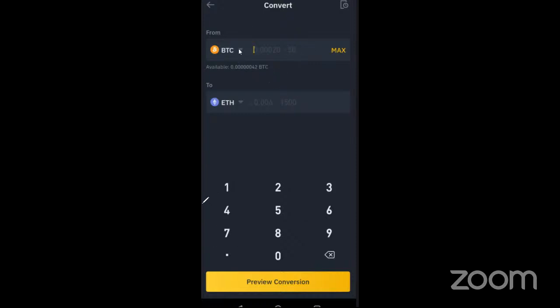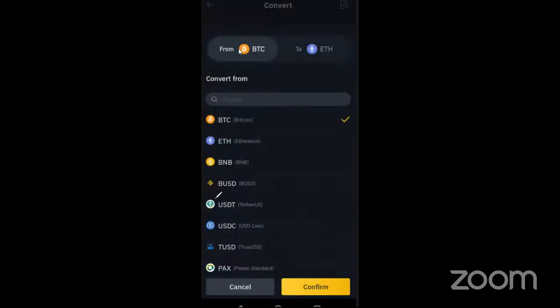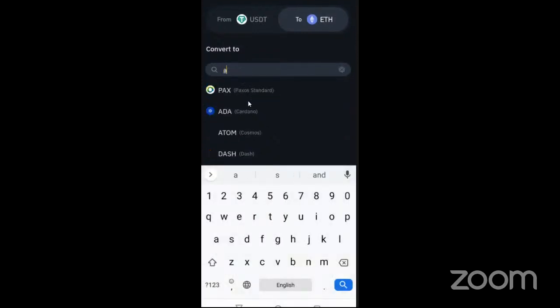So we are going to change this away from BTC. Since we don't have BTC, we only have US dollar stable coin, so we click on this, and then it's asking us from what currency do you want to convert to another currency. So if you want to buy Ripple, you just type XRP here. You can see it right there.